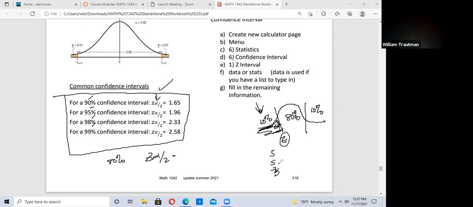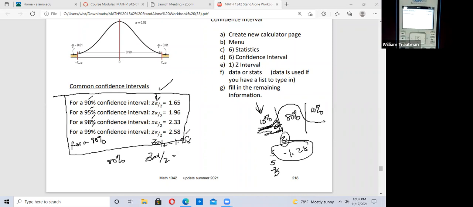And when we type in OK, it gives me a Z value of negative 1.28. So if I said, what's the Z alpha over 2 for 80%? The answer is 1.28.